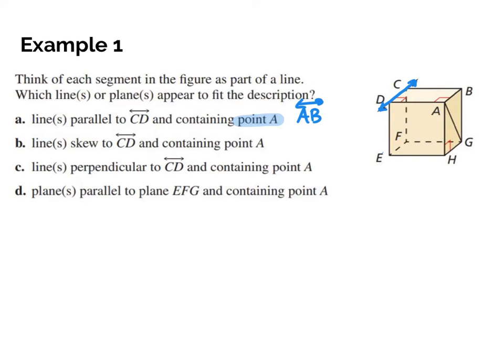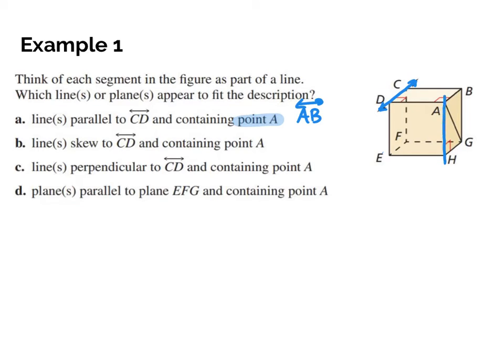So what that means is that eliminates AB. AB is not going to be skew. If we say AB is parallel, that means it lies in the same plane, and we're looking for one that's skew, so it eliminates that. So that means it gives us two options. If I look at A, the only lines that go through it would be A to D, A to B, A to G, A to H. So based on those options, there are two things that work.